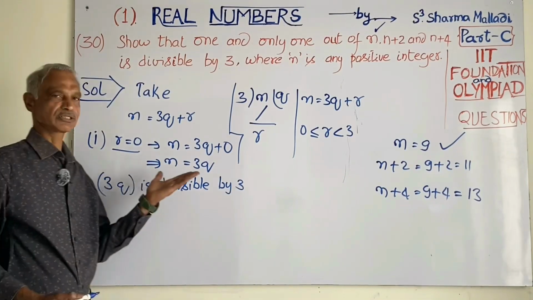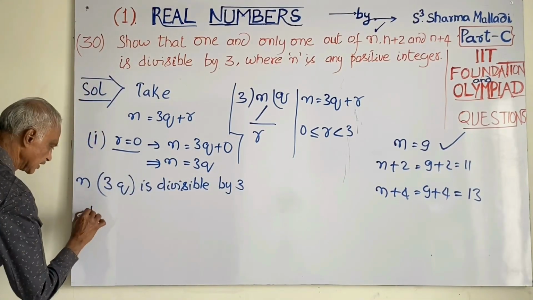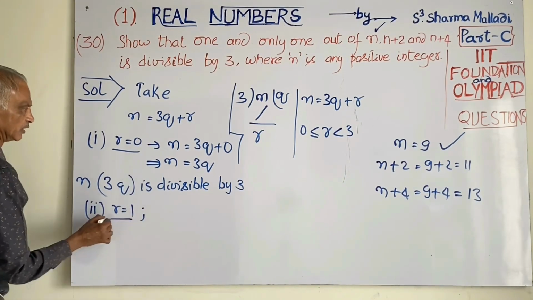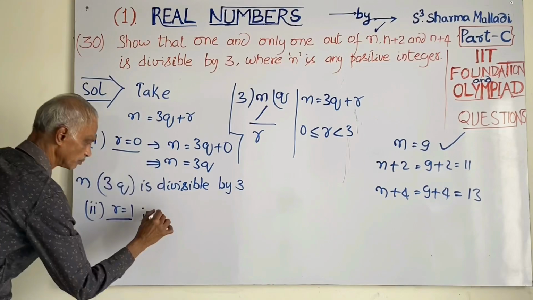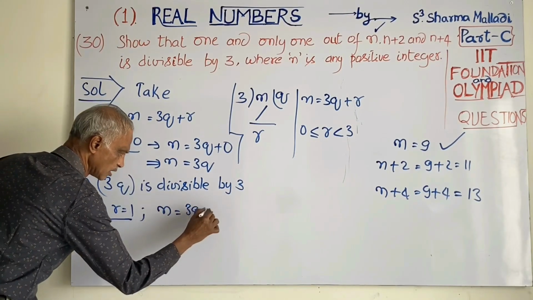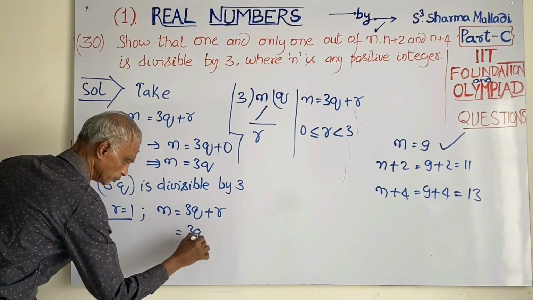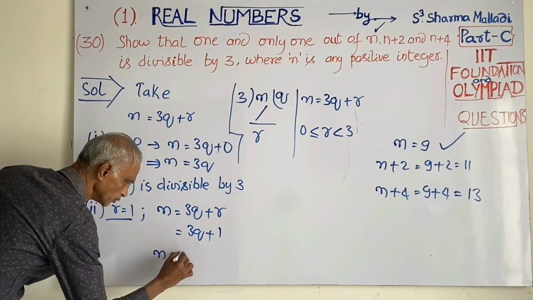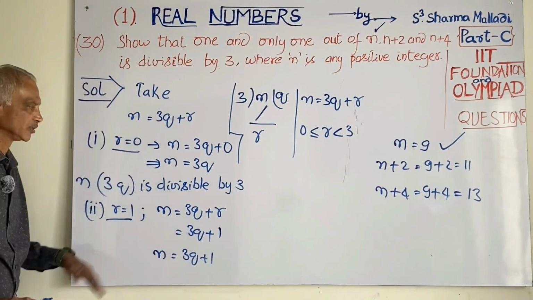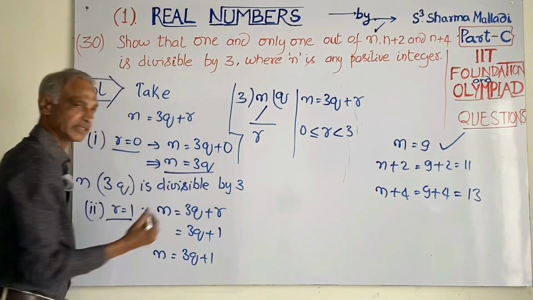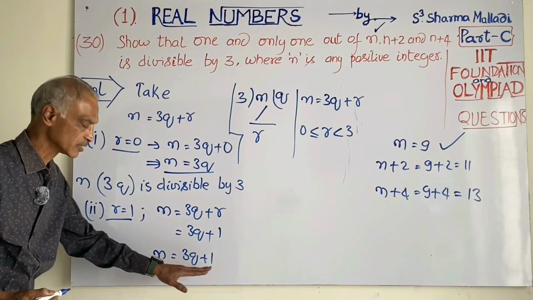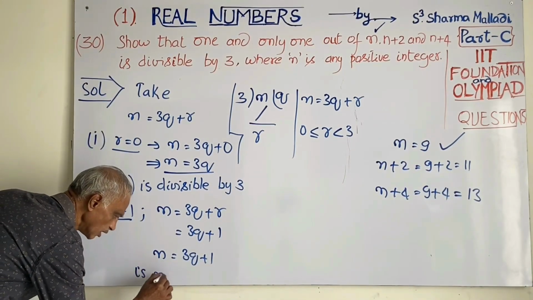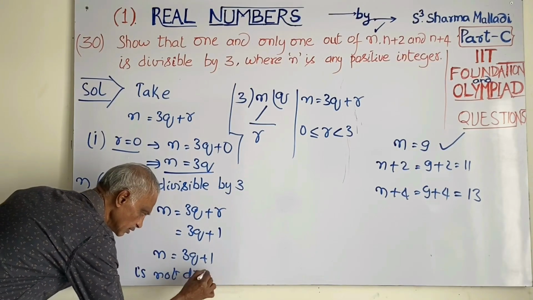You take r is equal to 1. Second case, you take r is equal to 1. Substitute r is equal to 1 in n is equal to 3q plus r. 3q plus, what is the value of r? 1. You will get n is equal to 3q plus 1. n is equal to 3q is divisible by 3. n is equal to 3q plus 1 is not divisible by 3.